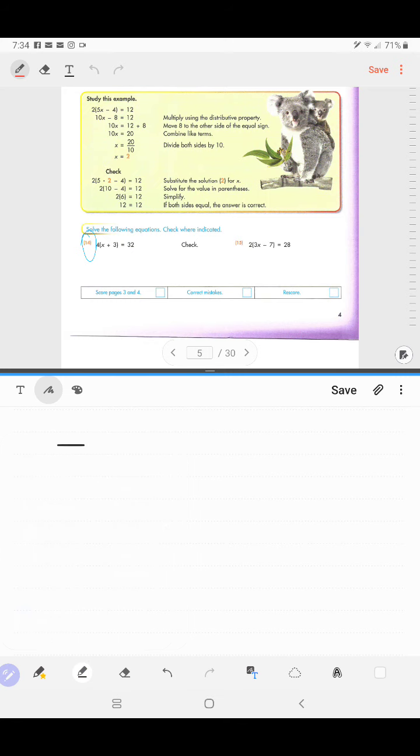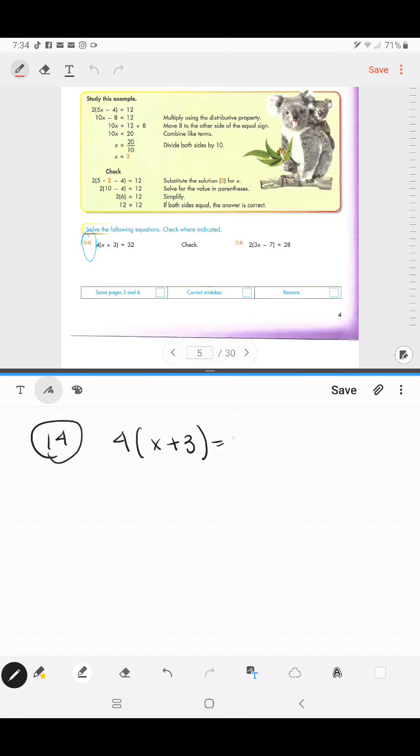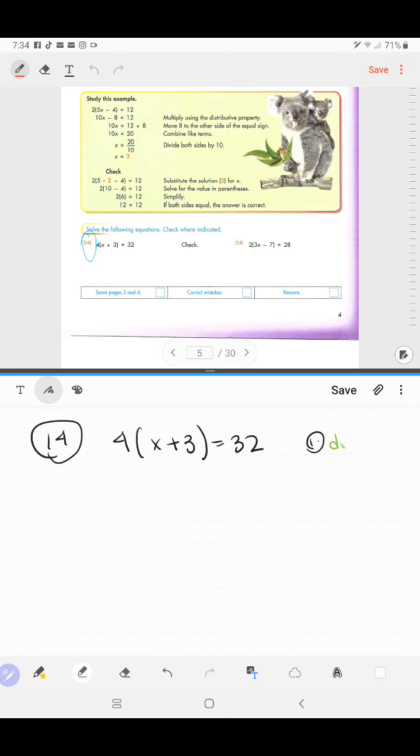Okay, page 5, number 14. So this is a mix of the first page, which is distributing, and a mix of the page that we just did, which is solving for x. So first thing for this one, first step is distribute.